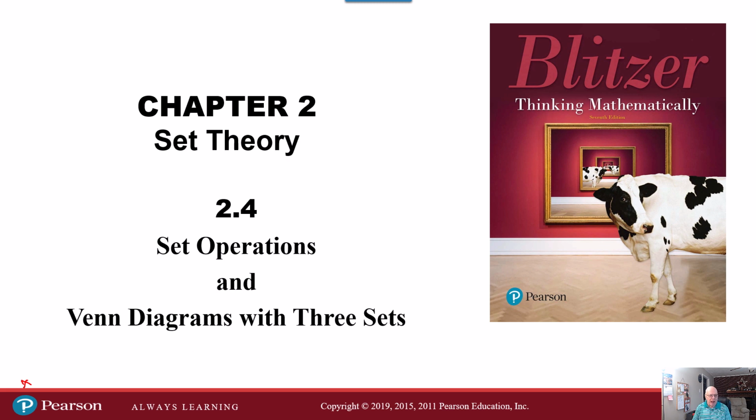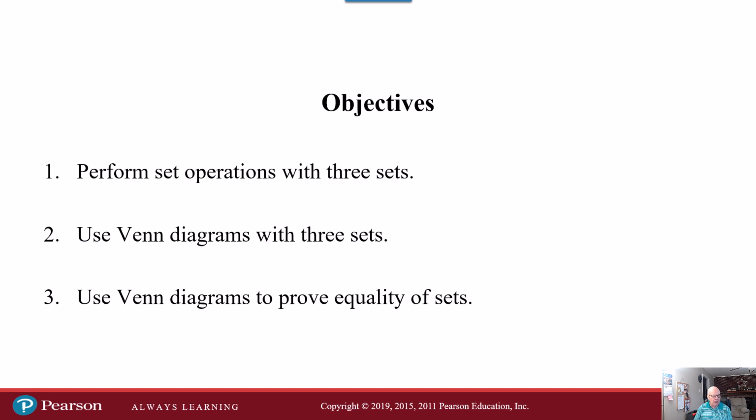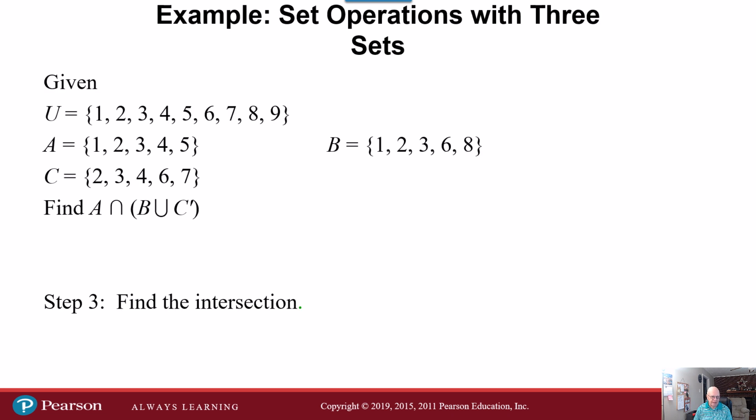Now I assume you're back, and we're going to go with this. I already checked the ink. So we're going to work with 3 sets, use Venn diagrams, and prove the equality of sets. Remember what the equality of sets means. It means they have exactly the same members, the same elements. You see something in one, it's in the other one. That's what equality means. So here we go.